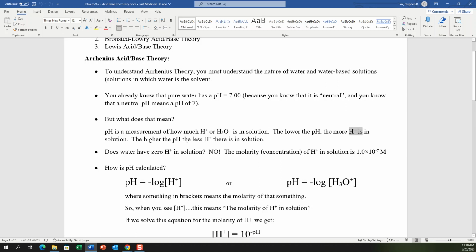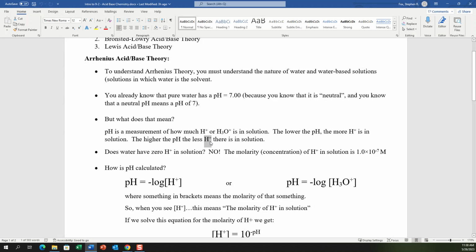The higher the pH, the less, right? So we know a lower pH means acidic and a higher pH means basic, but really what's going on is the pH is a reflection of how much H plus you have. The more H plus you have, the more acidic the solution is, but that would mean the lower the pH. The less H plus you have in your solution, the more basic it is, and that would mean you have a higher pH. So as the molarity of hydronium or H plus increases, the pH decreases.